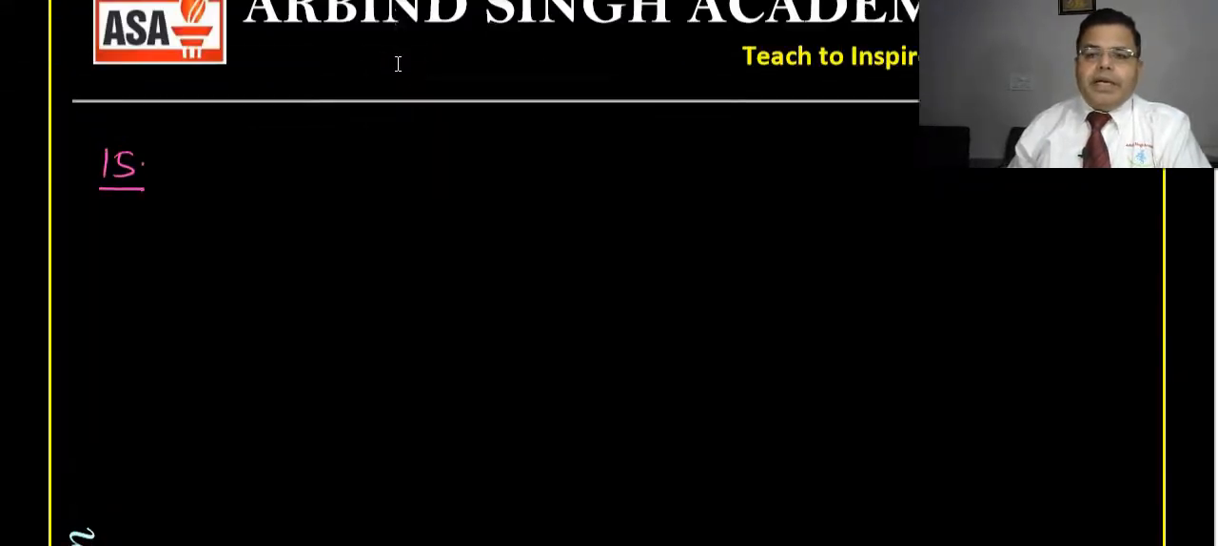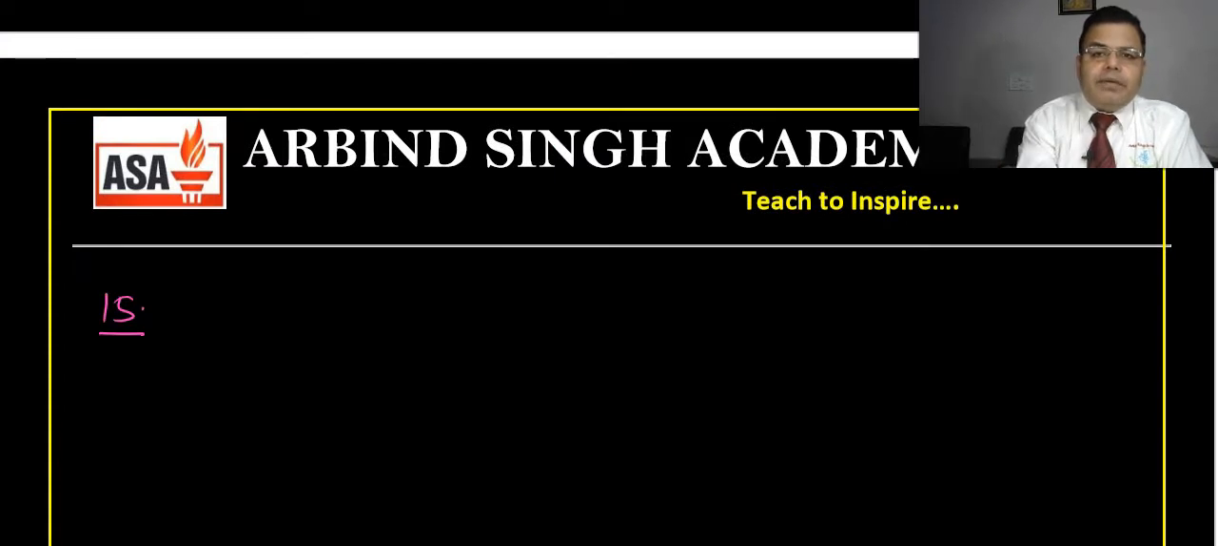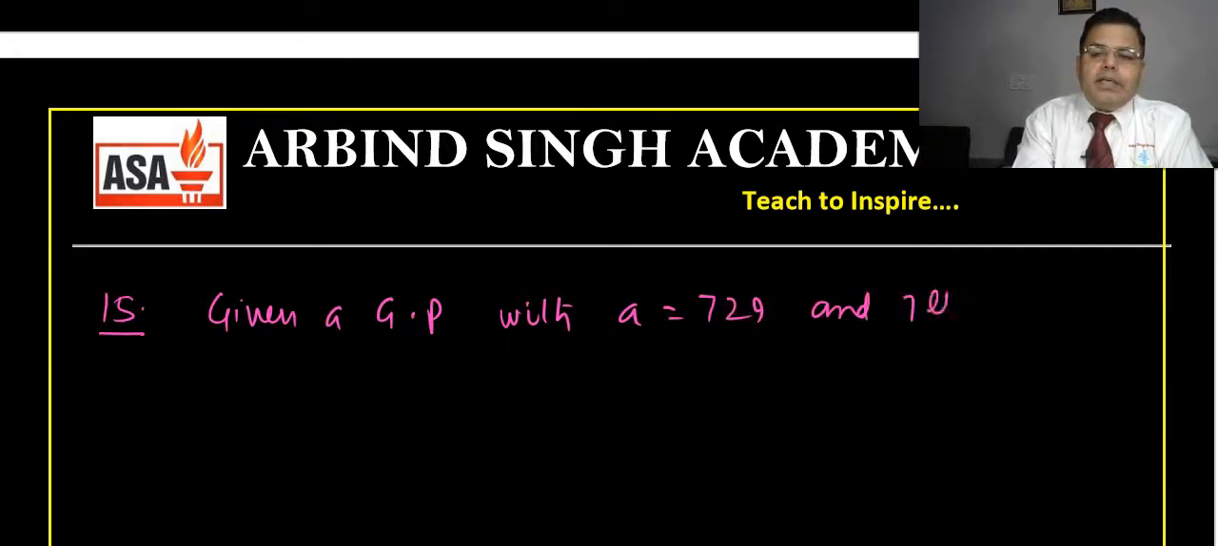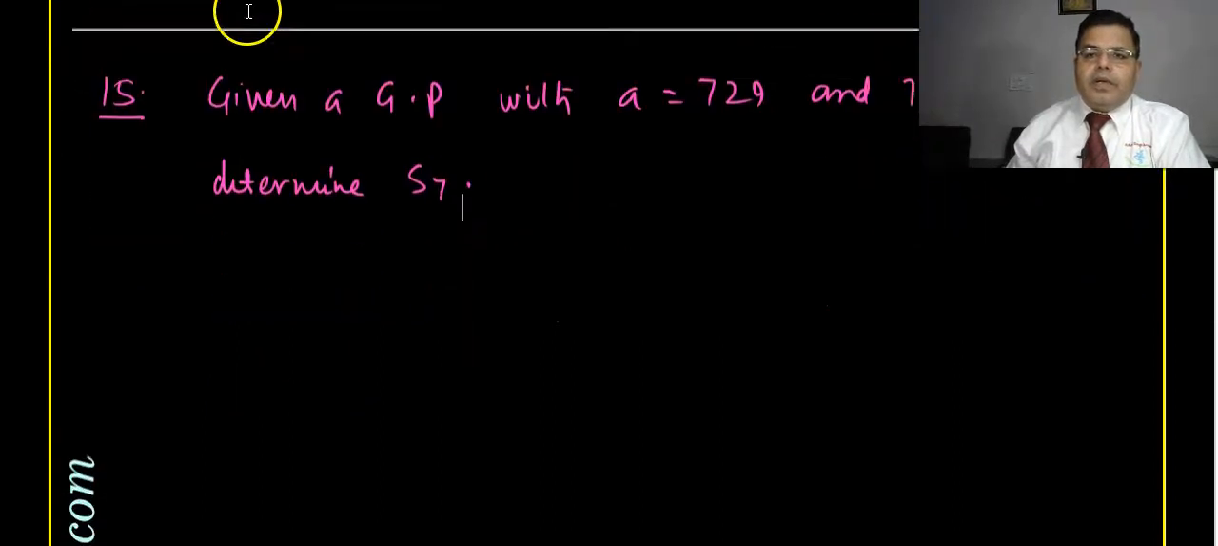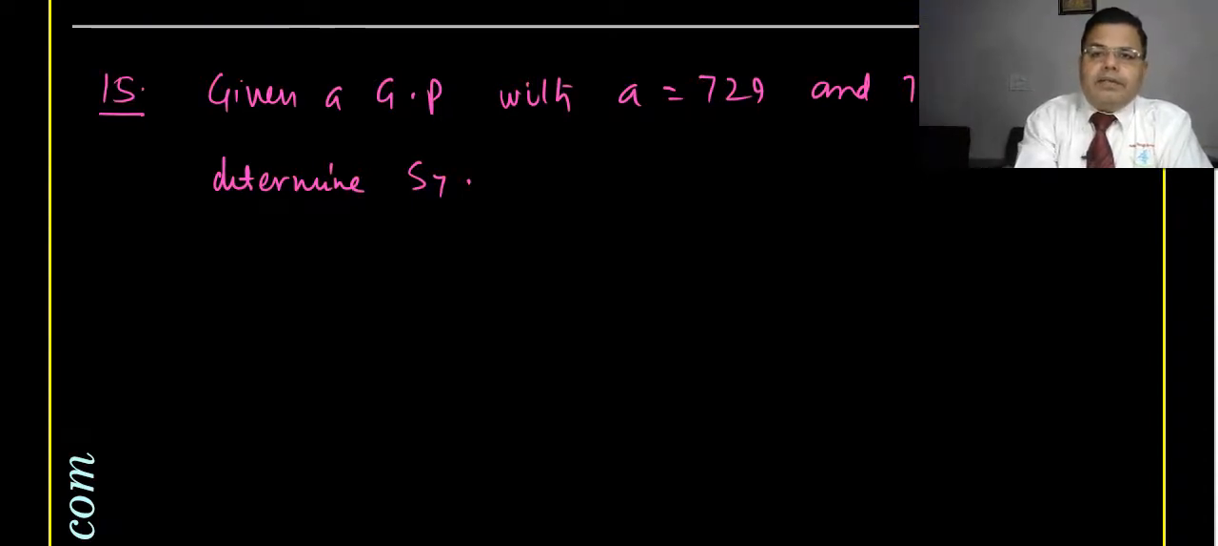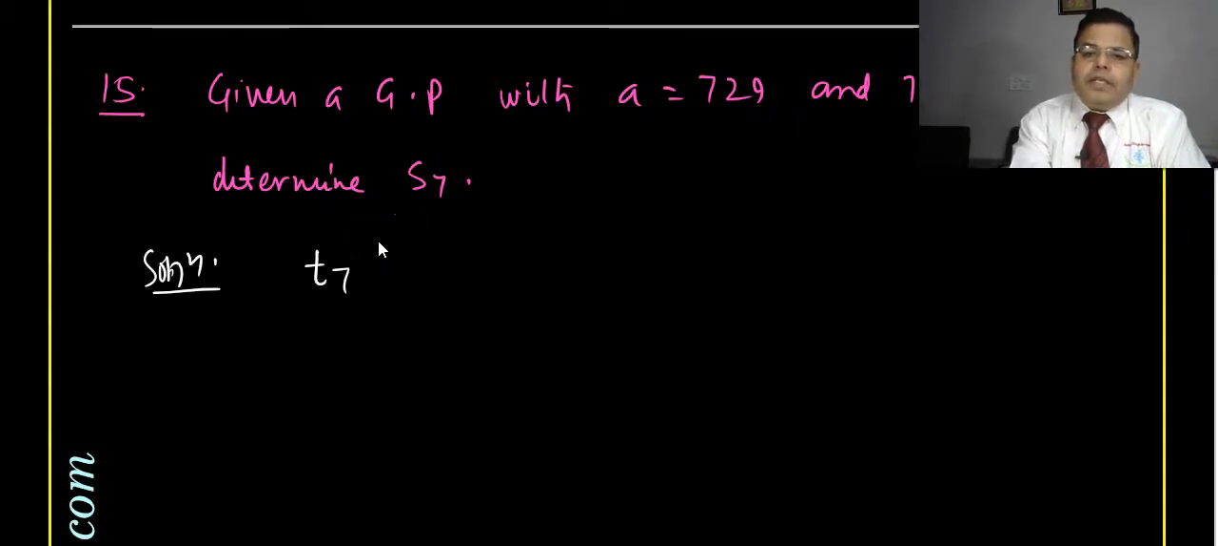So 15 is there, and in this question it is given a GP with A equal to 729 and seventh term 64. Determine S7, right? Now I can take it on like this. Solution: since the seventh term is given as 64, T7 is 64.